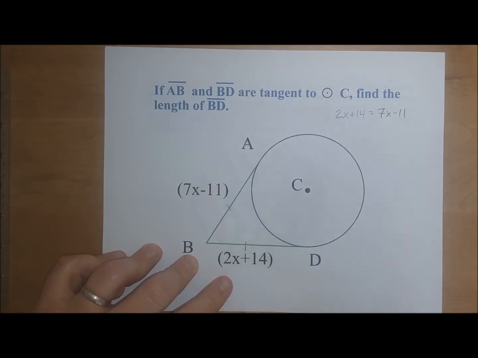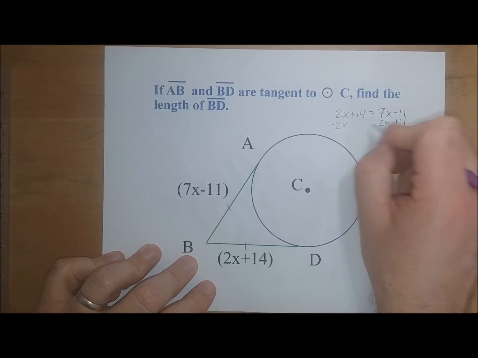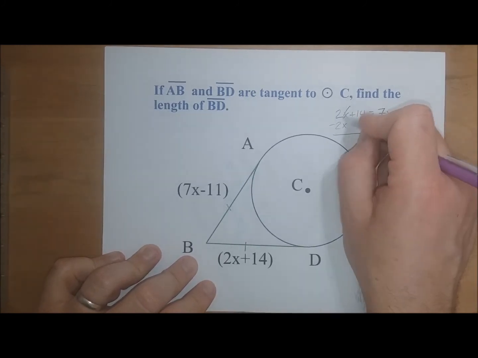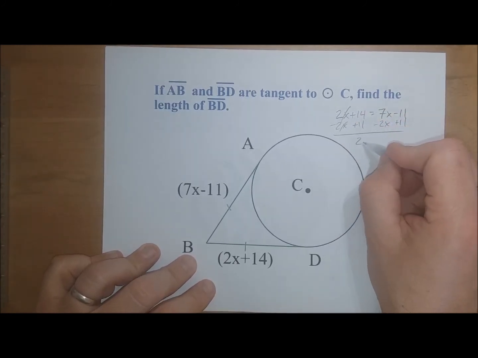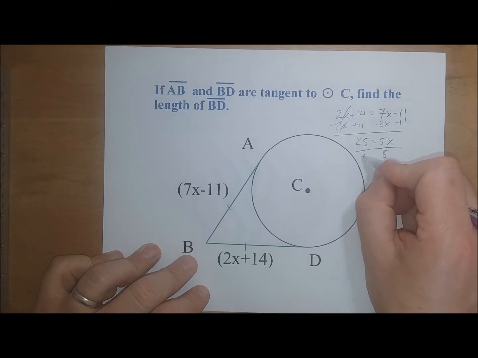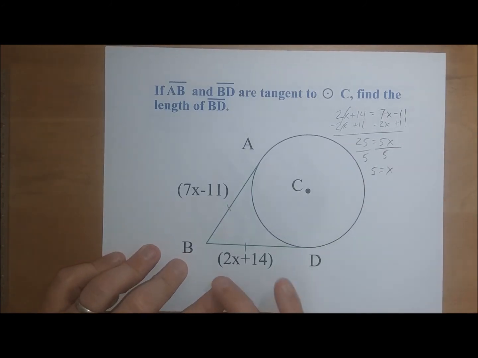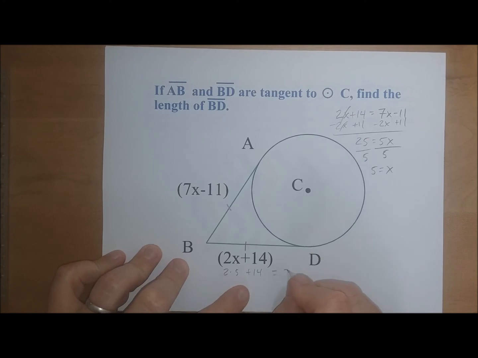And I can subtract 2x from both sides. Well, I add 11 to both sides. Cancel, cancel. 14 plus 11 is 25. 7x minus 2x is 5x. We'll divide both sides by 5. And we get 5 equals x. Okay, so how long is BD? 2 times 5 plus 14. 2 times 5 is 10 plus 14 is 24.